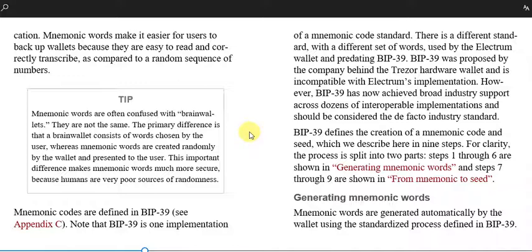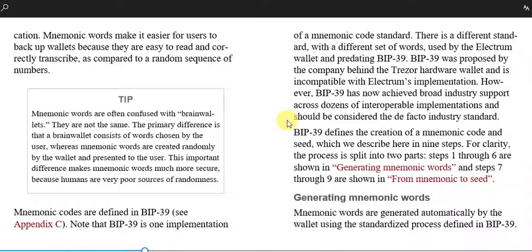The primary difference is that a brain wallet consists of words chosen by the user, whereas mnemonic words are created randomly by the wallet and presented to the user. This important difference makes mnemonic words much more secure, because humans are very poor sources of randomness. Mnemonic codes are defined in BIP 39, see Appendix C.